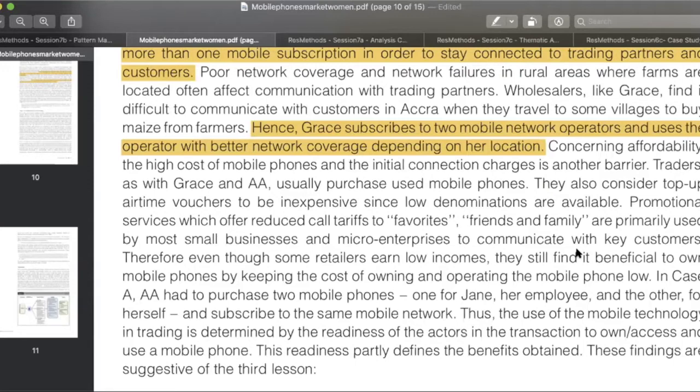So what can we see here? Thus, the pattern we are observing here is that the use of mobile phone technology in trading is determined by the readiness of the actors in the transaction to own or access and use a mobile phone. This readiness partly defines the benefits obtained. These findings are suggestive of the third lesson, or the third proposition, established in this particular data.